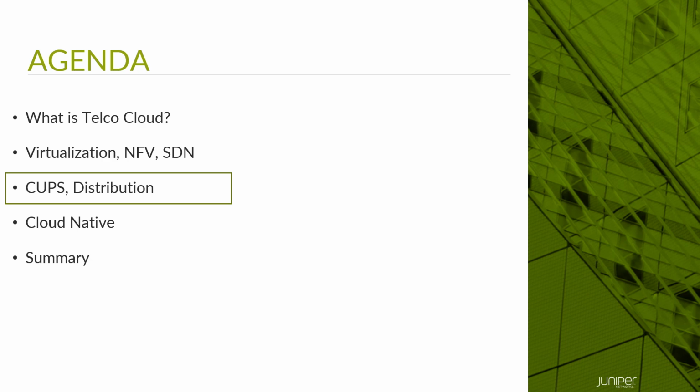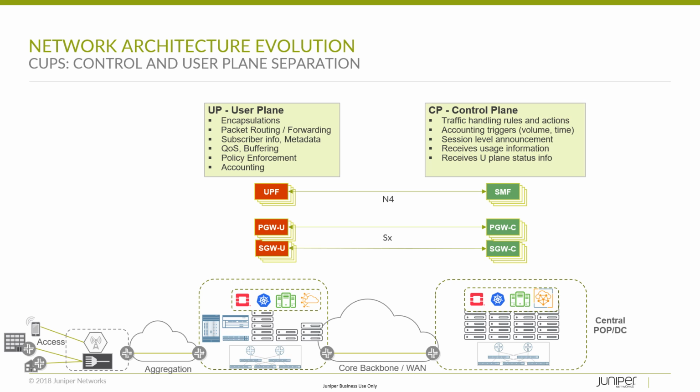Let's talk about CUPS and distribution now. CUPS has nothing to do with tea or coffee, right? CUPS means control and user plane separation. It has been introduced by 3GPP in release 14 for 4G and is native with 5G. CUPS separates the user plane functions from the control plane functions and connects them through a control channel, which is called the Sx interface in 4G or the N4 in 5G.